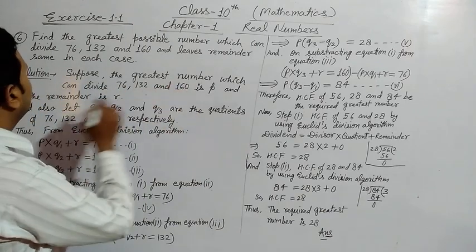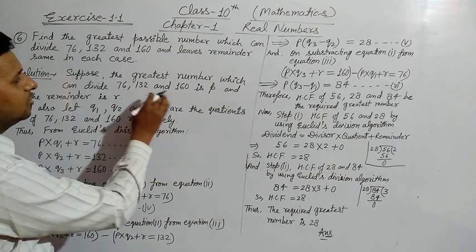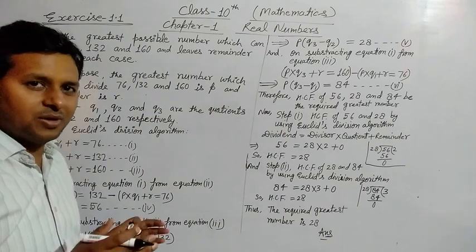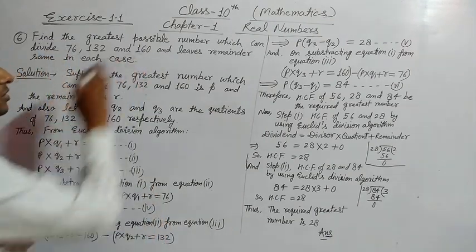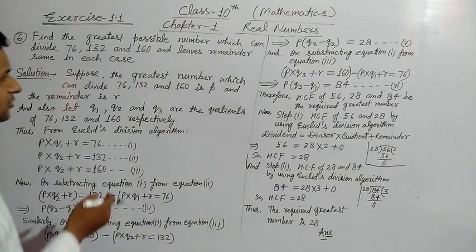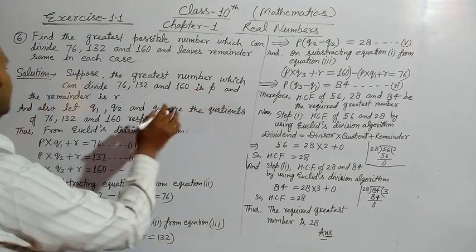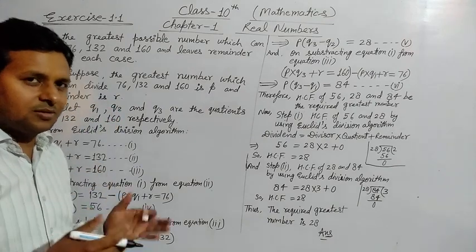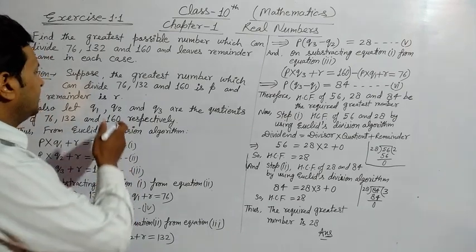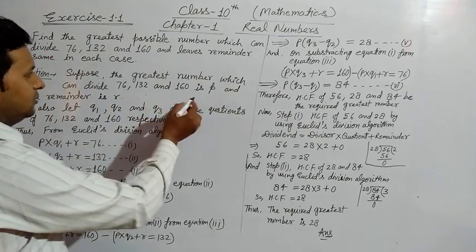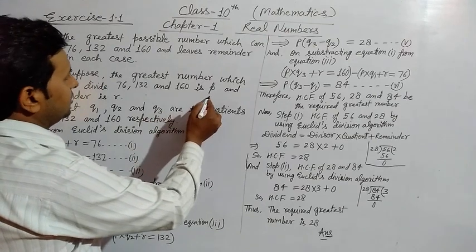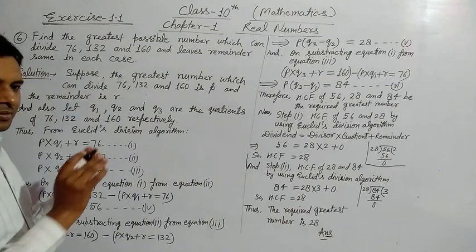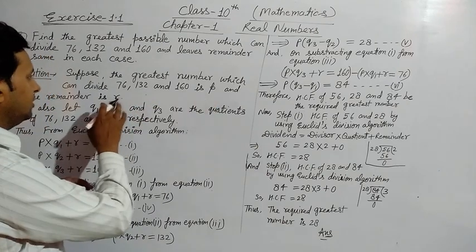Suppose the greatest number which can divide 76, 132 and 160 is P. What is P? P is the required greatest number that divides all 3 numbers, that is called HCF. So we have taken P, and the remainder is R, because the remainder should be same in each number. So the greatest number is P and the remainder is R. Now we have taken the greatest number as divisor, and here the remainder.